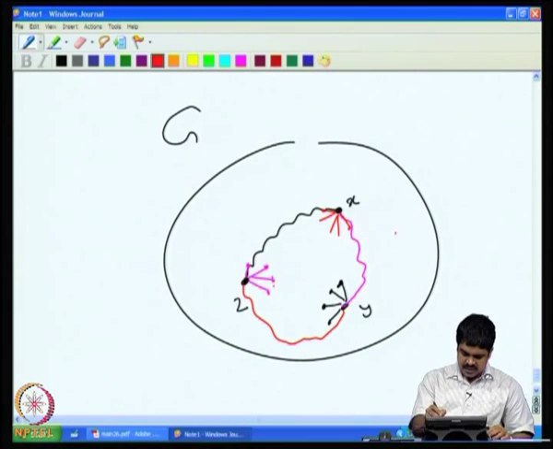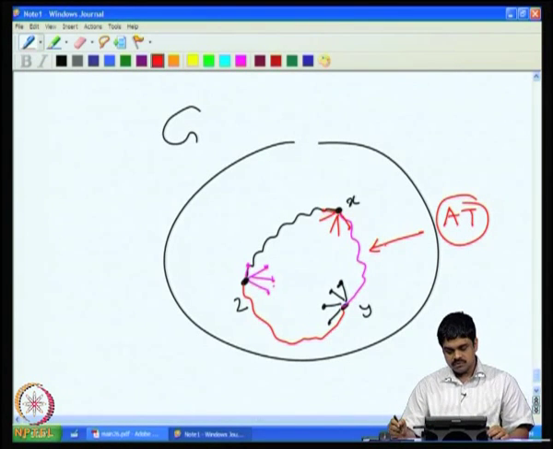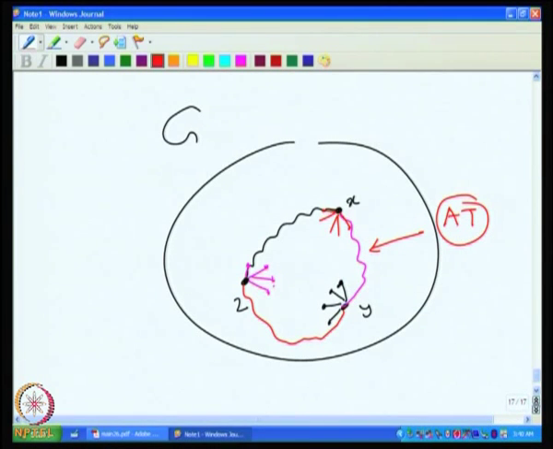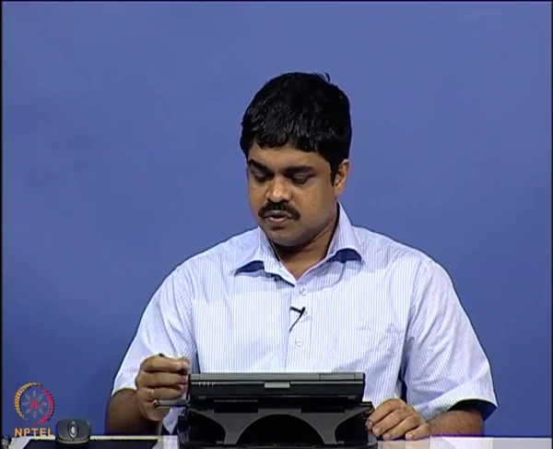then we say that this is an AT. Now, a graph without an AT is called an AT free graph. If you cannot find an AT in a graph, it is called an AT free graph. So, you can get some examples of AT.